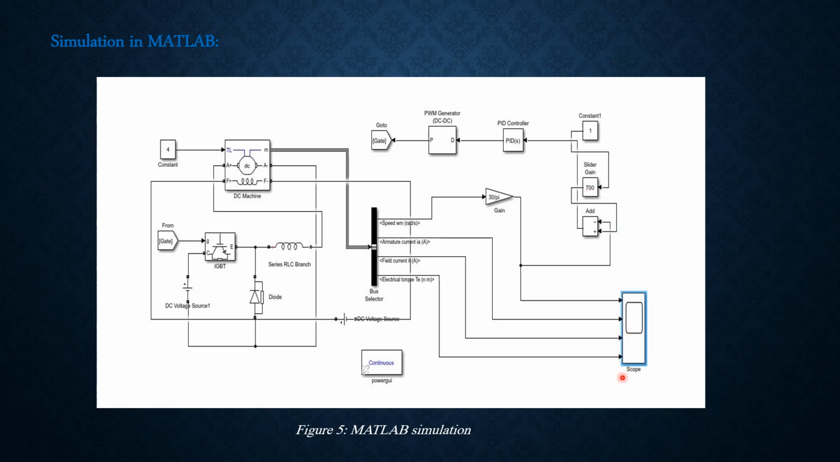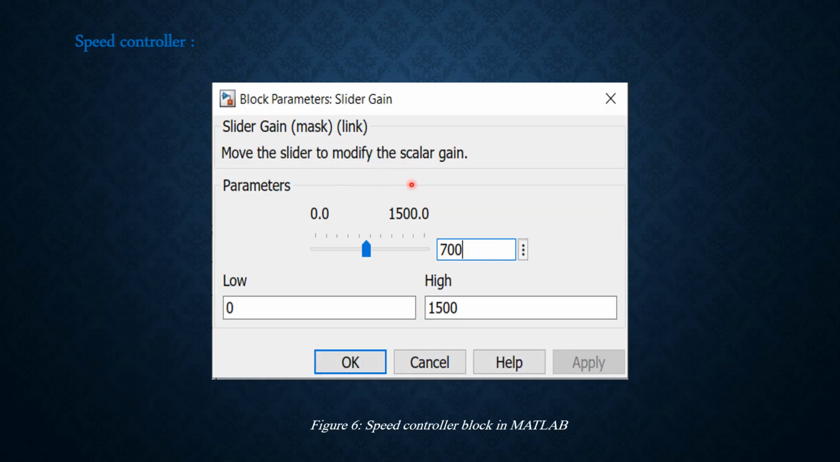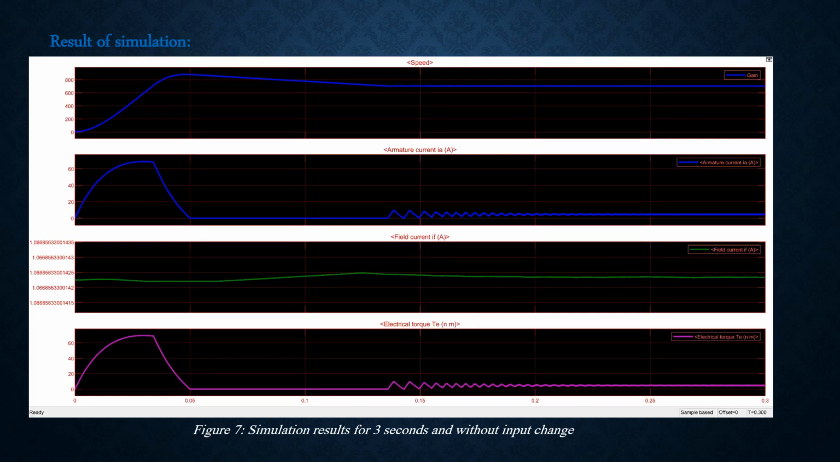Here we have a scope, whose variables we don't change in MATLAB. Then we have a voltage source, which is 300 volts here, and the voltage is constant, and we don't change that, and it gives the result.